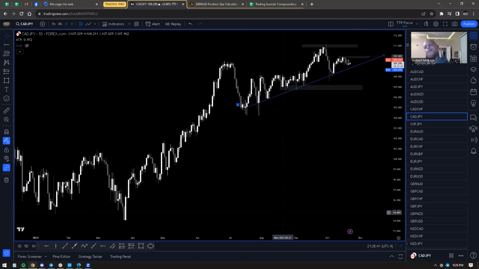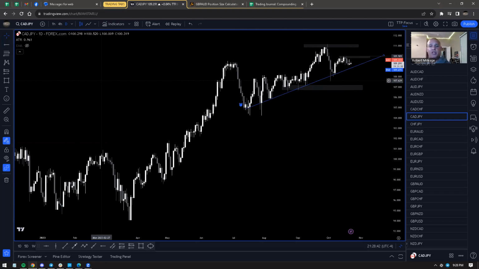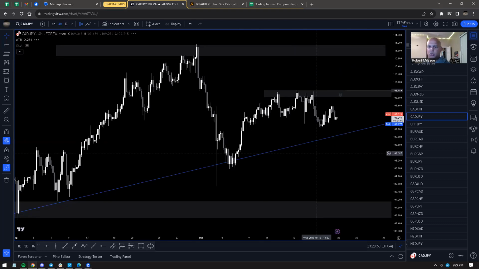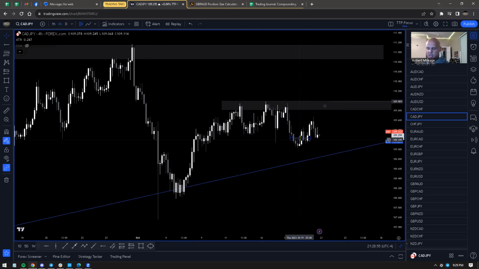CAD/JPY on the daily has been going up. Let's go ahead and reset. Yeah, it has been going up. We have this trend line here that I have set. See what happens here with price. Same thing. I'm waiting for some sort of structure to be created. Did I not delete that?